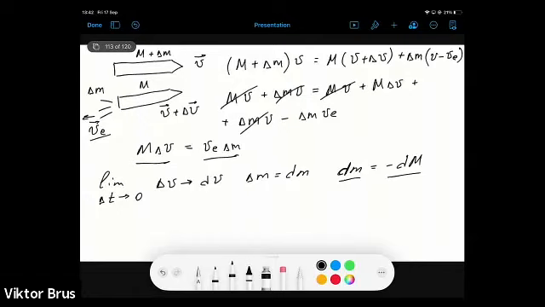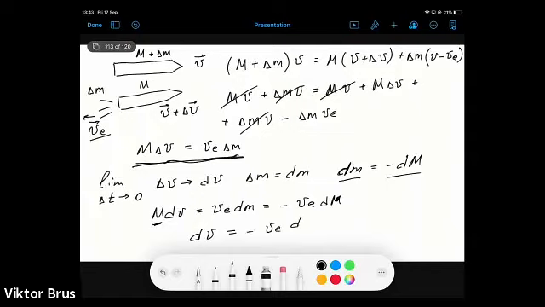Okay, next step. Instead of this equation, we will end up now with a differential equation. It will be the mass of the rocket times dV equal to V exhaust times dm. So here we would like to substitute dm with minus d capital M in order to match with this capital M. It will be minus VE times d capital M. And with redistribution of these variables, we will get dV is equal to minus VE dM over M. So this is a simple differential equation, which we can solve by integrating the left and right sides. So we proceed further to the next slide.